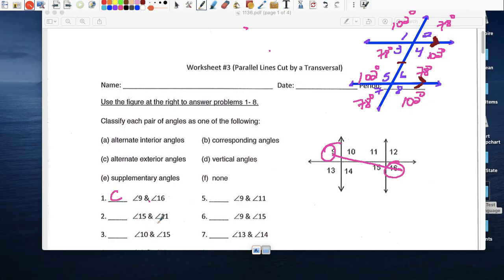C. Number 2, 15 and 11. Let me find them. Here's 15, and here is 11. They're adjacent to each other. So think about this. This is a straight line. That's 180, and these two are right next to each other. So the sum of those two would make 180. So they are not corresponding. Sorry, supplementary. Supplementary.